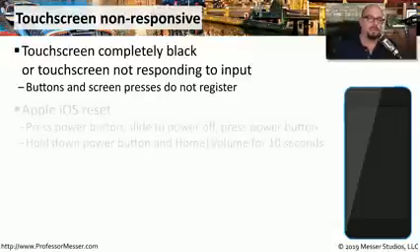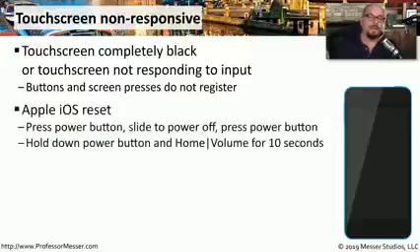To perform a soft reset in iOS, you would hold down the power button until the power off message is displayed. You would slide to power off, and then after the phone has powered off, you would press the power button again to power it back on.